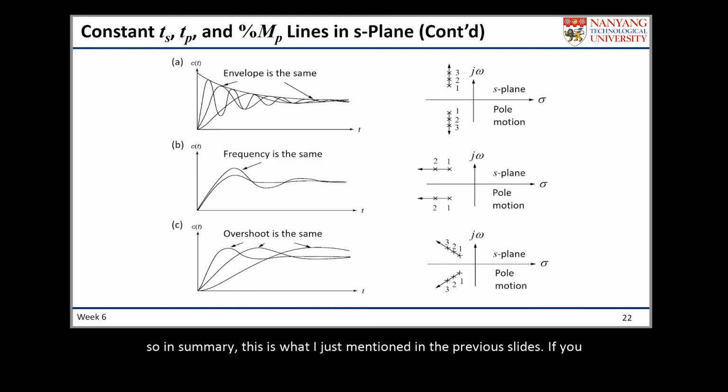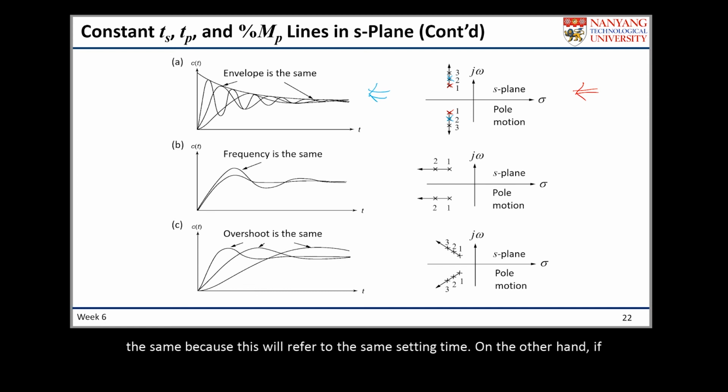So in summary, this is what I just mentioned in the previous slide. If you refer to the first drawing here, if you have three underdamped second order systems, the first system has poles here, the second system has these poles, and the third system has poles at number 3. These three systems will have the same settling time, right? If you have systems with the same settling time, the envelope of the step response will be the same because this refers to the same settling time.